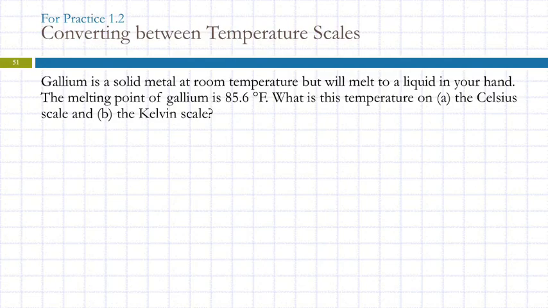So let's do an example. Gallium is a solid metal at room temperature, but will melt to a liquid in your hand. The melting point of gallium is 85.6 degrees Fahrenheit. What is this temperature on A, the Celsius scale, and B, the Kelvin scale? So we're asked to convert degrees Fahrenheit into Celsius and into Kelvin.